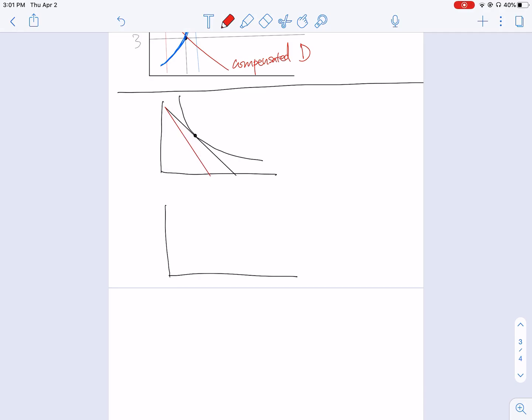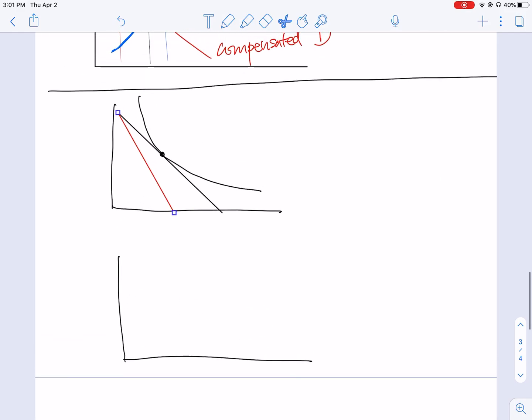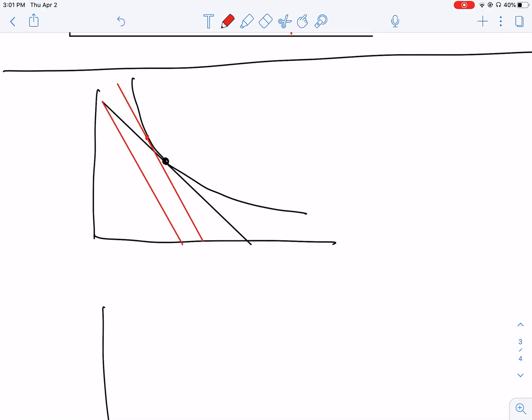Okay, and what else? Yeah, and this is the substitution effect.